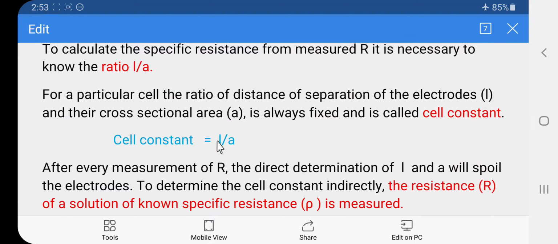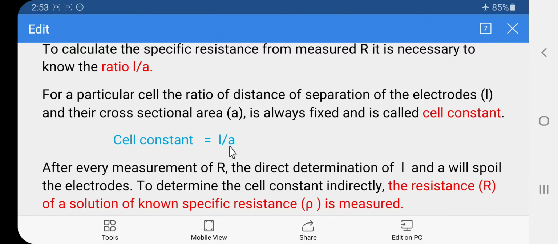L is the distance between the two platinum electrodes in the conductivity cell. A is the cross sectional area of the electrode. So the cell constant is equal to L upon A. Generally L is expressed in terms of centimeter, and the cross sectional area is expressed in terms of centimeter square, so that the unit of the cell constant is centimeter inverse.